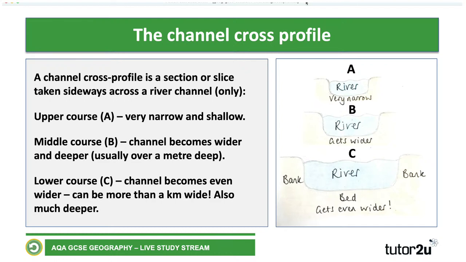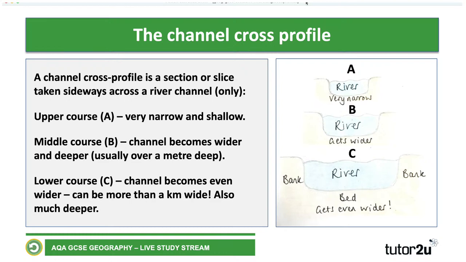What we observe is that in the upper course, the river channel is very narrow and also very shallow. When we move down to the middle course, you can see there B, the channel becomes wider and deeper, and it's usually over a meter deep. That's because of lateral erosion, making it wider. We've got some vertical erosion going on because of some of the potential energy and also kinetic energy from the additional tributaries that have joined.